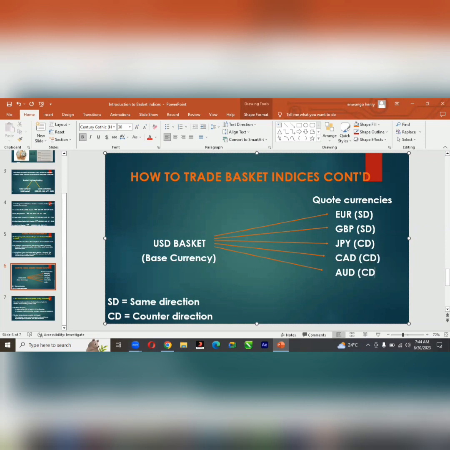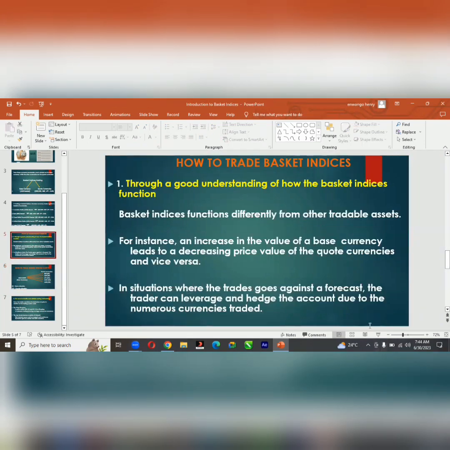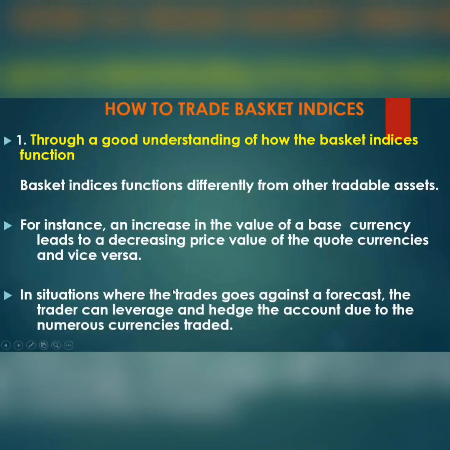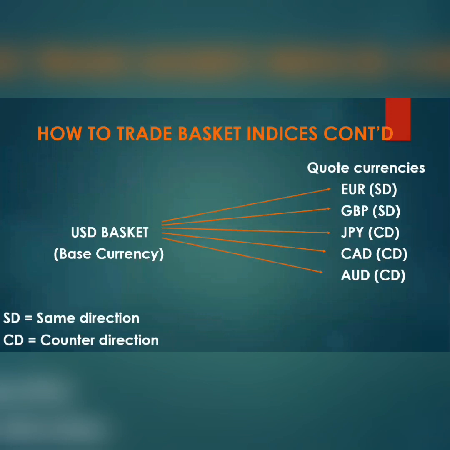all right, that is where the second part of this comes in, where a trader is permitted to do what? A trader is permitted to hedge. Okay, so I said here, in situations where the trade goes against a forecast, the trader can leverage and hedge the account due to numerous currencies traded. So that's the advantage of trading a basket indices. So you have the privilege to trade as many currencies as you want, weighted equally, and then you can hedge it if price does not go according to your primary forecast. That means you have less losses, less volatility in the market, reduced risk, and of course, more assets to trade.